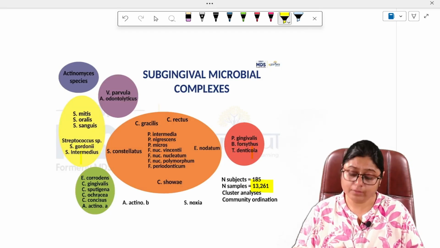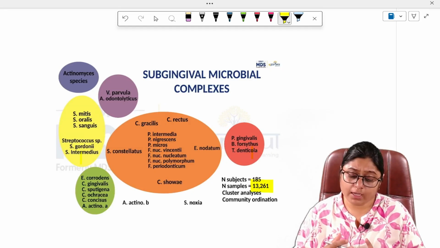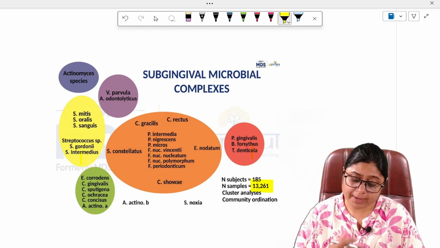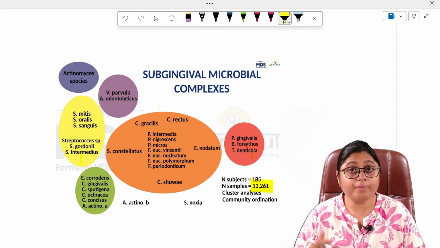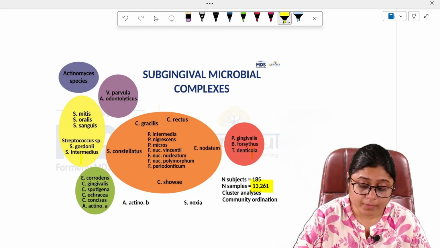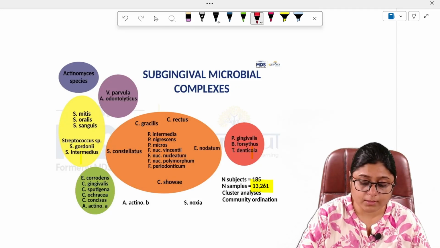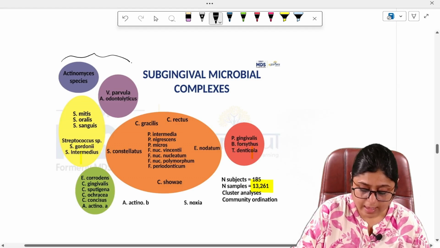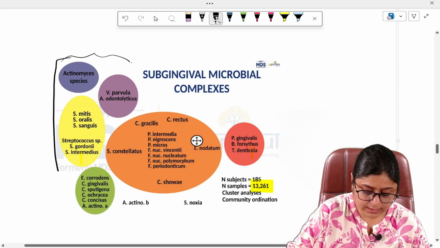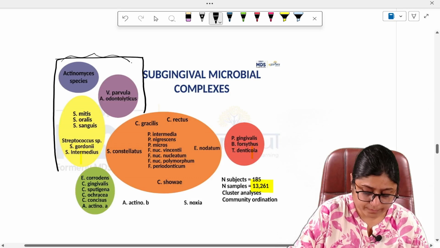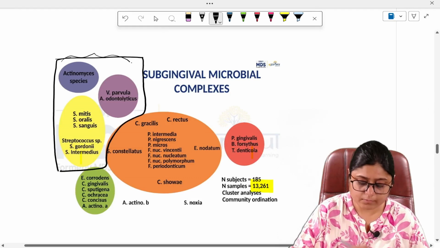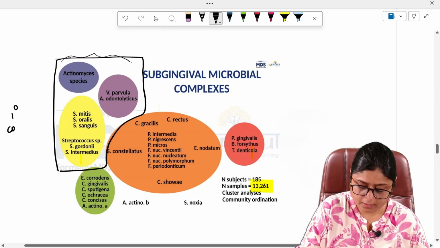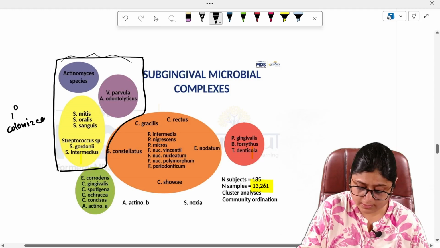Okay. Now, the organisms which are included in the primary colonizers belong to purple complex and yellow complex, guys. Okay. They belong to purple complex and yellow complex. So, this group is the primary colonizers.